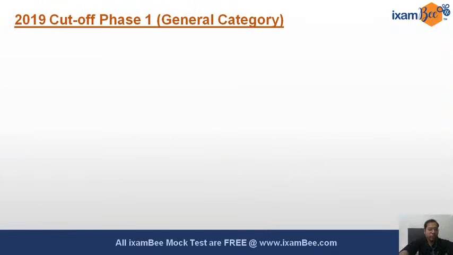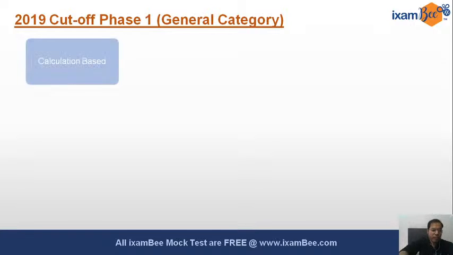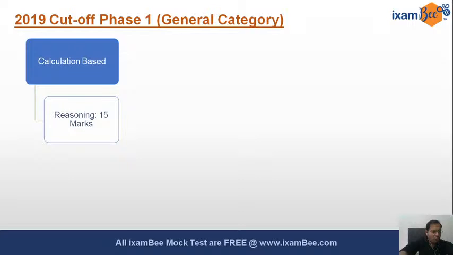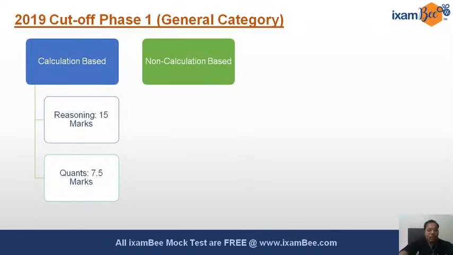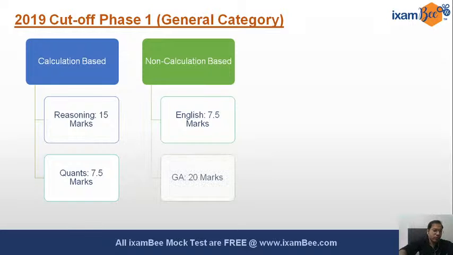Just to give you an idea about the 2019 cutoff for Phase 1, the prelims paper is divided into 2 parts. The calculation-based part comprises reasoning, where the cutoff was 15 marks out of 60, while that for quants was 7.5 marks out of 30. The non-calculation-based part comprises the English paper and general awareness. English cutoff was 7.5 marks out of 30 again, and GA was 20 marks out of 80. This is the basic you have to score in each and every section.